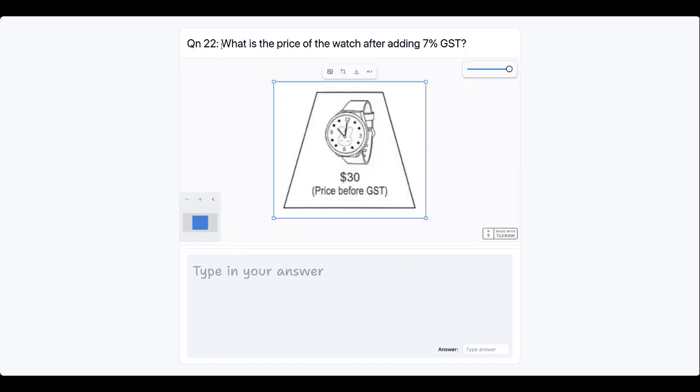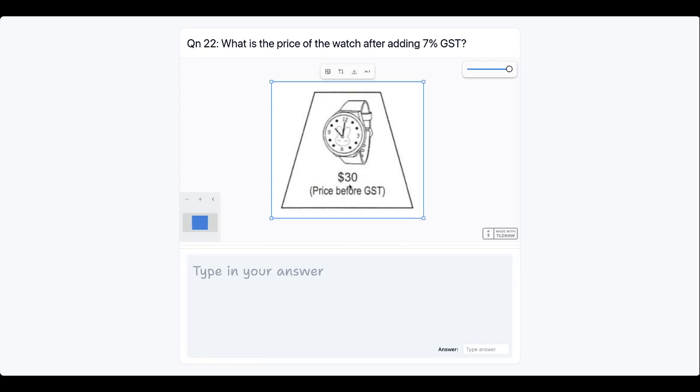Question 22. What is the price of the watch after adding 7% GST? So this price is before GST. So I'm just going to write here, price before GST is equal to $30. So 7%.